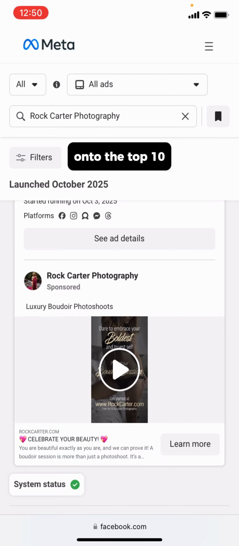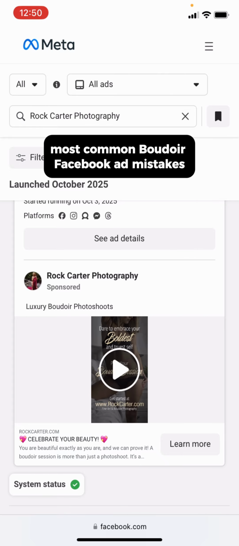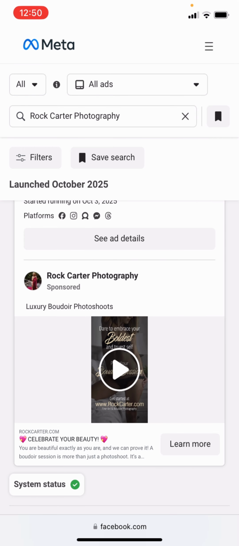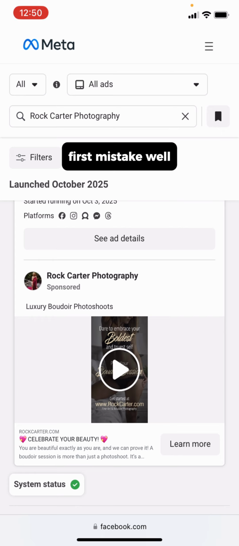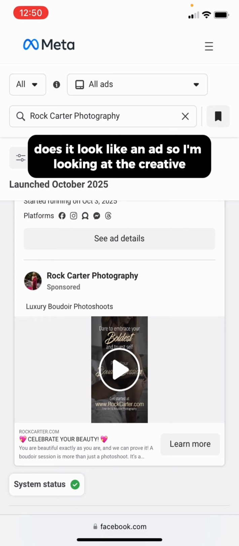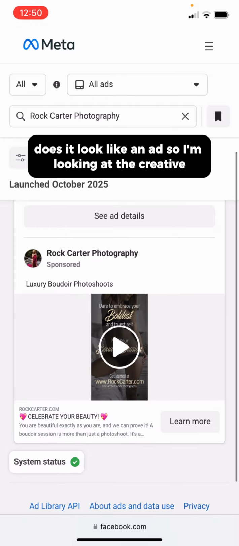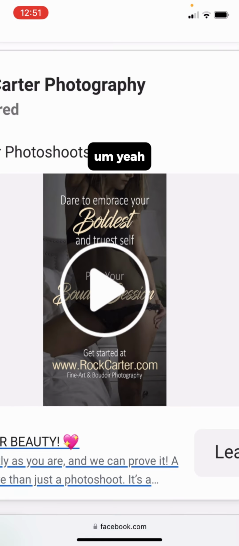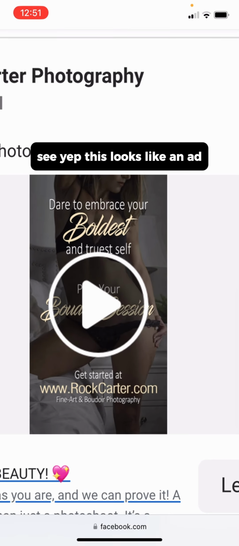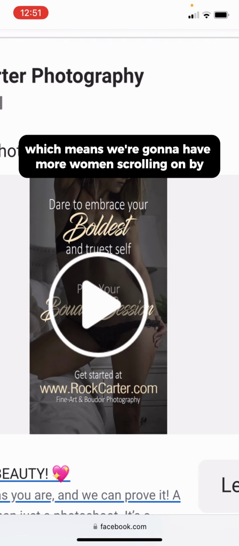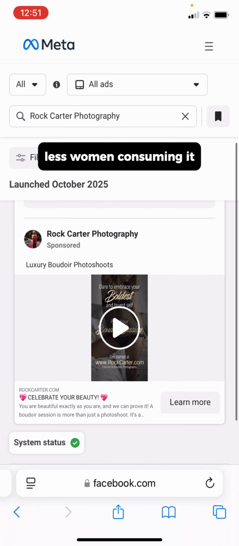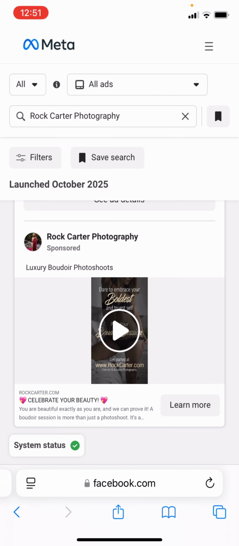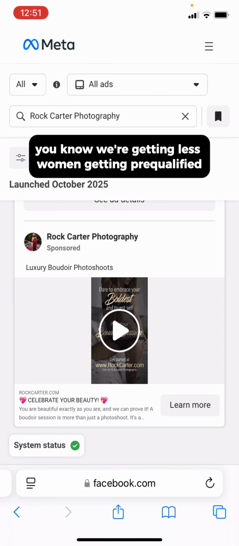So, all right, now into the top 10 most common boudoir Facebook ad mistakes. And yeah, we're going to look at this ad and see what we can learn. So the first potential mistake is, does it look like an ad? I'm looking at the creative, just really looking at the image or video here, and seeing if there's text on it. Yeah, I can see text on it right now. Yep, this looks like an ad, which means we're going to have more women scrolling on by, fewer women consuming it. And when fewer women consume it, we're getting fewer women pre-qualified.